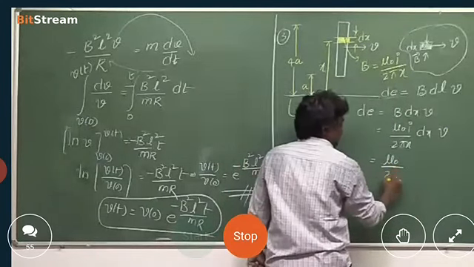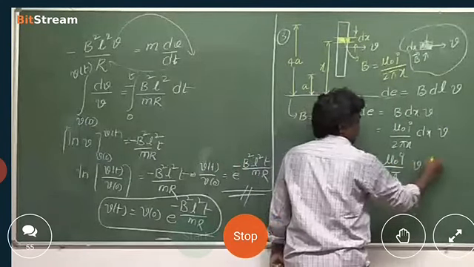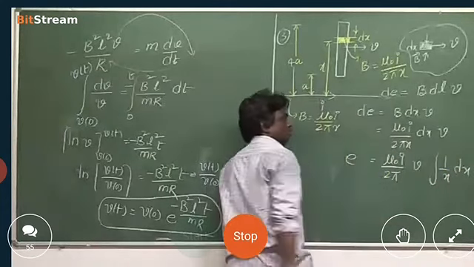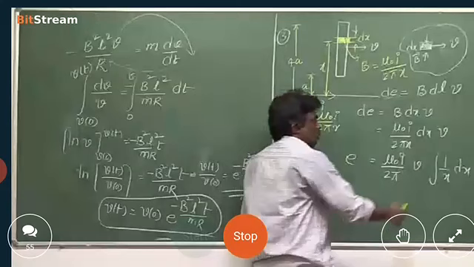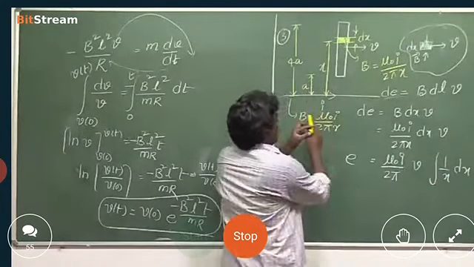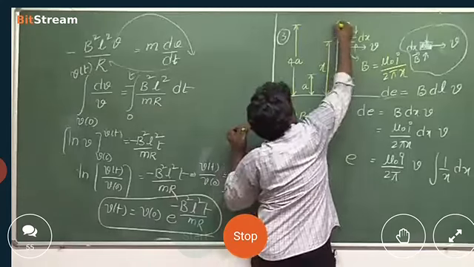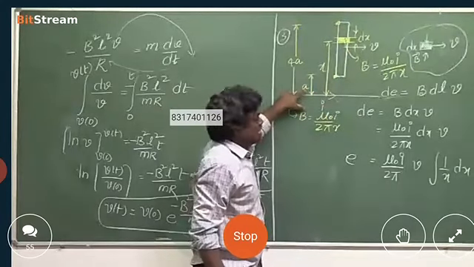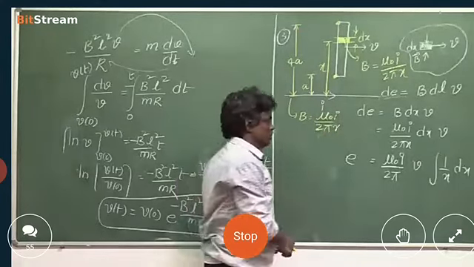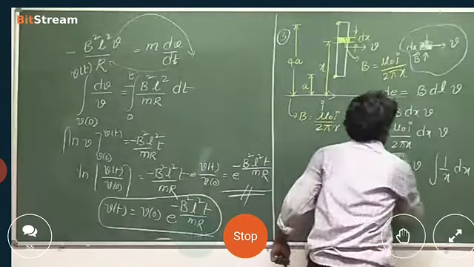So mu naught outside, 2 pi outside, I outside, V outside, integral. I hope you understand. What is the integral of 1 by x? Log x. Now your x is varying from this end to this end. This end is at a distance a. That end is at a distance 4a. Come on, do it. Make it fast.